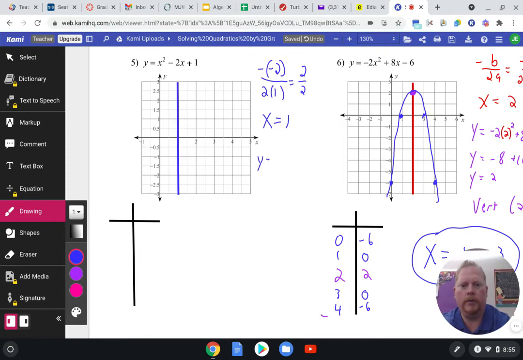So I get y equals 1 squared minus 2 times 1 plus 1. So 1 squared is 1. Negative 2 times 1 is negative 2 plus 1. Add that all up, and I get 0. So my vertex is the coordinate 1, comma 0.